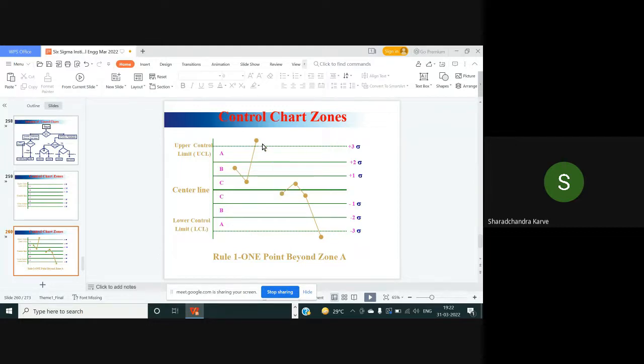If such an incident happens when you are monitoring a process, you can go back to the process and identify a reason for this. Please try to understand whether it is an assignable cause or a common cause. If it is a common cause, then it is a matter of concern for your project. What is the difference between a common cause and an assignable cause? The assignable cause is that you know the reason for that. Now we will take an example.